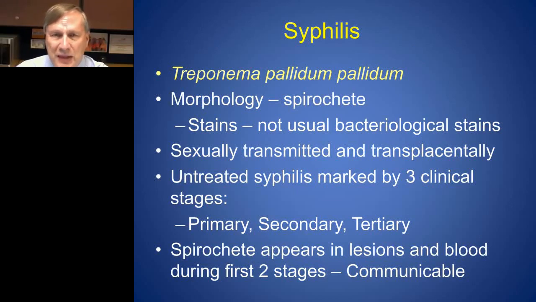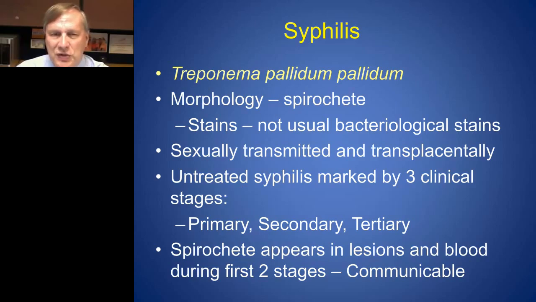Syphilis, or Treponema pallidum, we'll just call it Treponema pallidum for short. Usually we don't use the genus and subspecies, and it's a spirochete, as we all know. And because it's a spirochete, we know that it doesn't stain with the usual bacteriology stains. It's sexually transmitted, as we all know, and transmitted transplacentally to the newborn. Untreated syphilis is marked by 3 clinical stages: the primary, secondary, and tertiary stages that we've heard so much about.